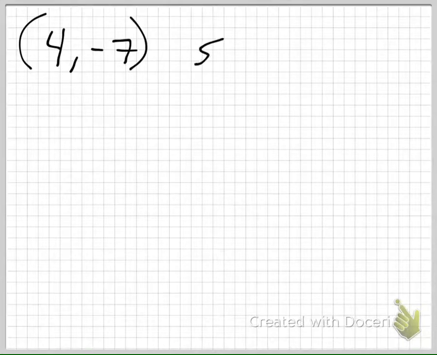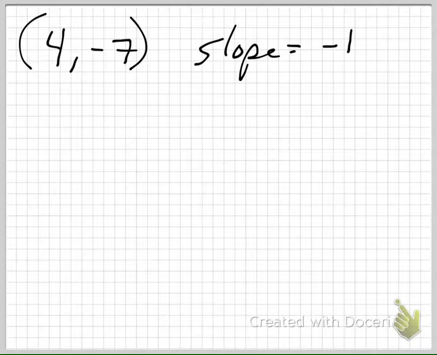Okay, try one more. Do for -7, and the slope is -1. If you need to, you could graph that, but you don't.